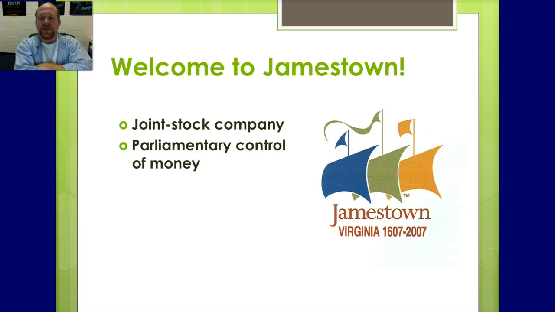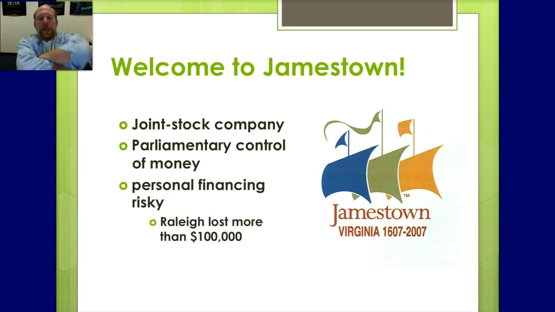Parliamentary control of money, which means England still controlled the money of the colony. For better or for worse, that doesn't last for very long. Okay. Personal financing really was risky. Sir Walter Raleigh, when he came over here for the Roanoke Island colony, he lost almost $100,000, which if you think back in the 1600s, that's a lot of dough. Okay, so it was very risky, but you have to spend money sometimes to make money, and that's one of the precursors of the mercantilistic society.